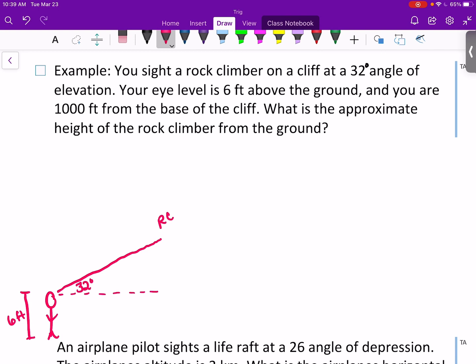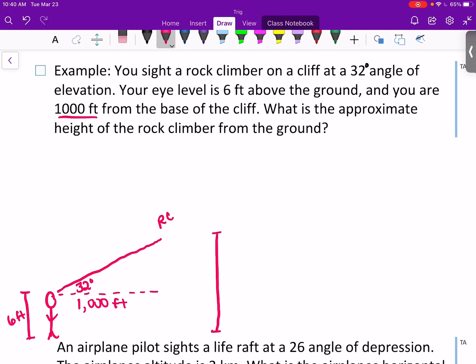This is a 32-degree angle of elevation. And then it says, I am standing 1,000 feet from the base of this cliff. So that is this distance right here. I am 1,000 feet from the cliff. We want to know what is the approximate height of the rock climber from the ground. So I want the whole height from the ground to the rock climber.